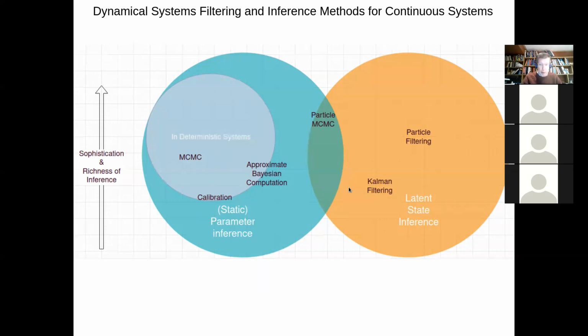So we have static parameter inference, and we have latent state inference. And last time, we talked about approximate Bayesian computation. And in an earlier lecture yet, we had talked about calibration. And each of those reflects a different approach for parameter estimates. For calibration, we're estimating the single most likely value of a parameter.